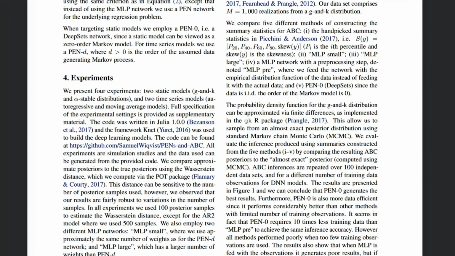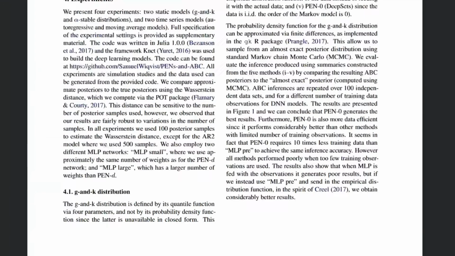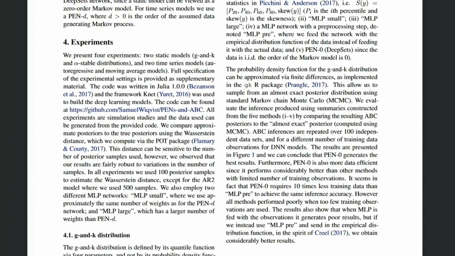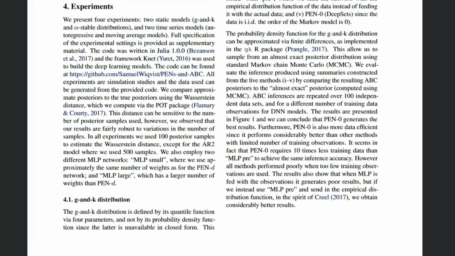It also references this one, but the gk R package here, I don't think is shown clearly in this chart. But the next part, which is from here, the evaluate part, which compares the inference produced using summaries constructed from the 5 methods. That one, I think, is the most important part in this G and K distribution experiment.